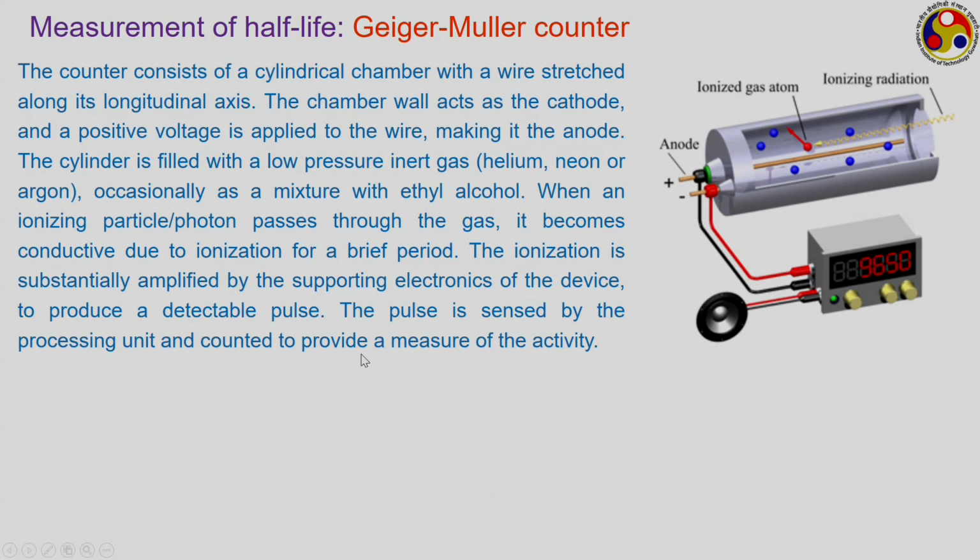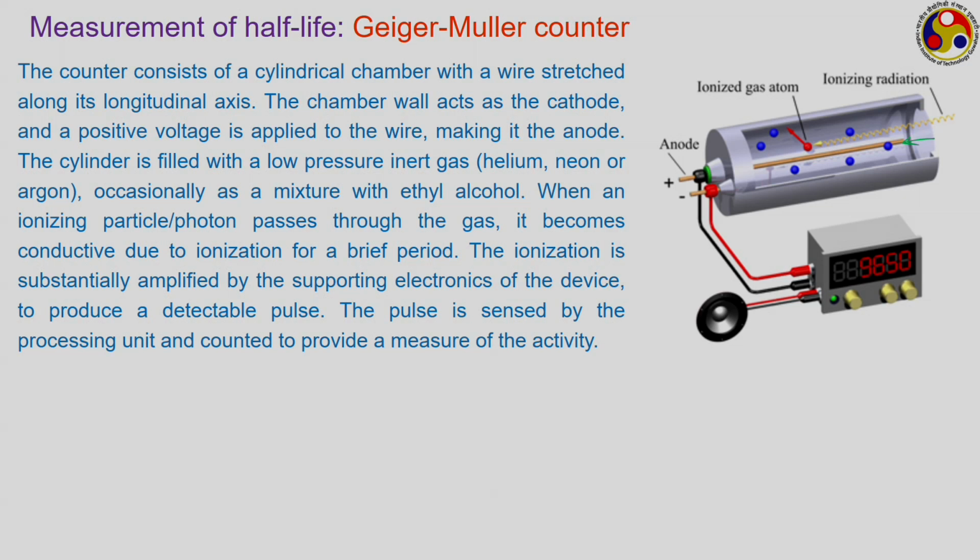And this is the instrument most commonly used for measurement of radioactivity. It is called the Geiger-Müller counter. Now, just look at the picture that I have given here. It consists of a cylindrical chamber like shown here, with a wire stretched along its longitudinal axis. Now, this is the wire that I am talking about. The cylinder wall acts as the cathode and the wire as the anode. The positive voltage is applied to the wire, so it can act as the anode, whereas the wall is connected to some negative terminal. So, the wall is the cathode in this case.